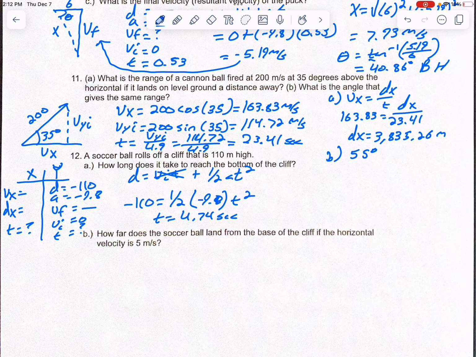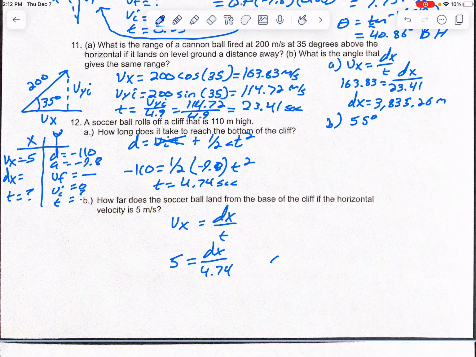B, how far does the soccer ball land from the base of the cliff if the horizontal velocity was 5? So now we know our Vx is 5, and now we know our time. So we're just going to do Vx equals dx over t. So velocity is 5, dx is what we're looking for, and our time is 4.74. So multiply both sides by 4.74. You get dx of 23.7 meters.